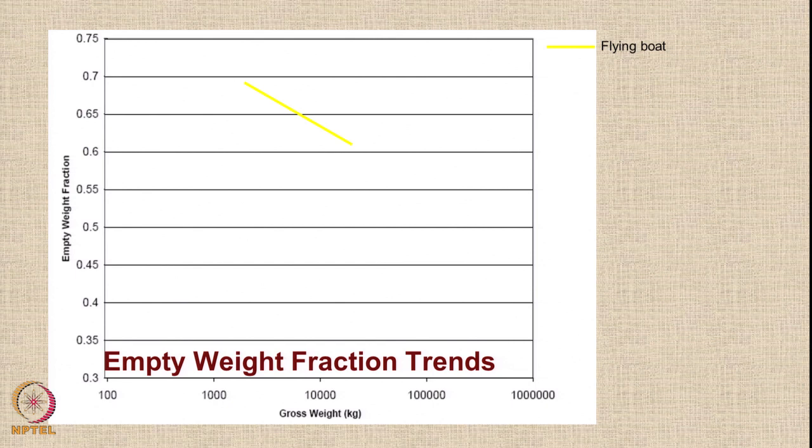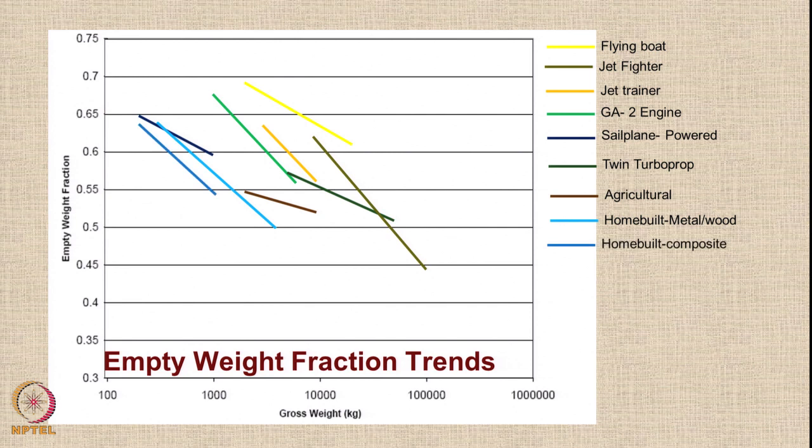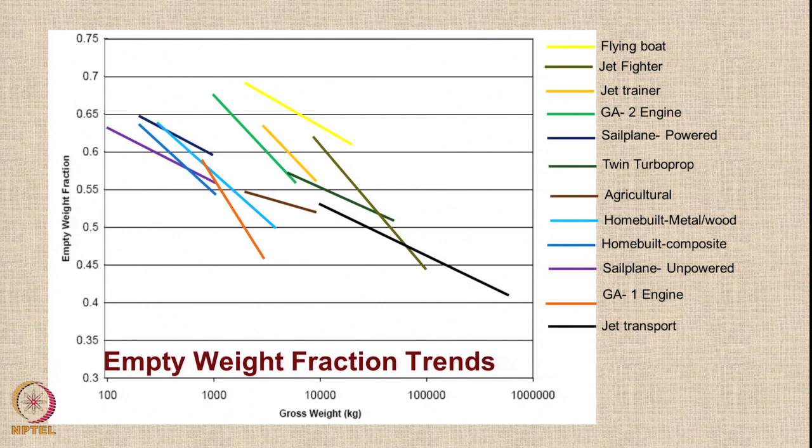So, the flying boat normally has the highest values, and then we have jet fighters, which is our category, and after that we have several other types like jet trainer, general aviation twin engine, unpowered sailplane, twin turboprops, agricultural aircraft, home built metal wood aircraft, home built composite, a bit lighter. You can see the line is almost parallel to the metal wood line. Then we have sailplane unpowered, which is a parallel line to the powered sailplane on the lower side. And then we have general aviation single engine, which is again almost parallel to the green line, twin engine aircraft. And then we have jet transport aircraft. This we have already seen in case of Boeing 787-8, and then we have the lowest ones which are the military cargo aircraft.